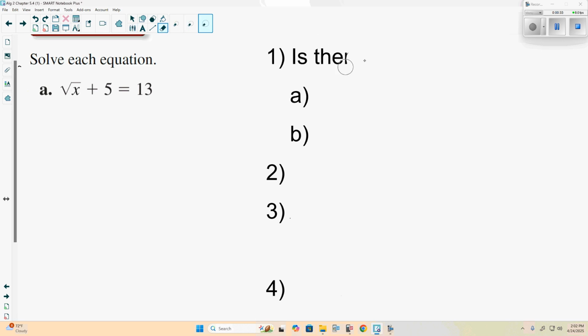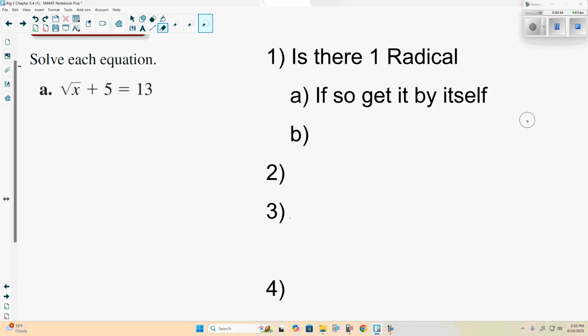First step: is there one radical? If so, get it by itself. If not, even them out.